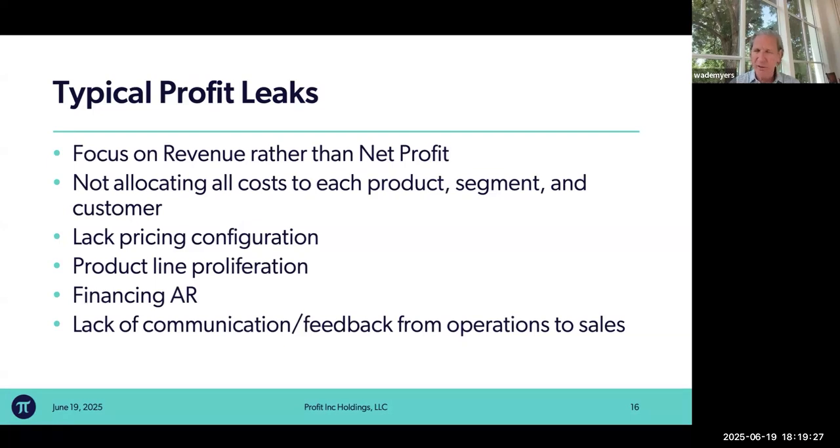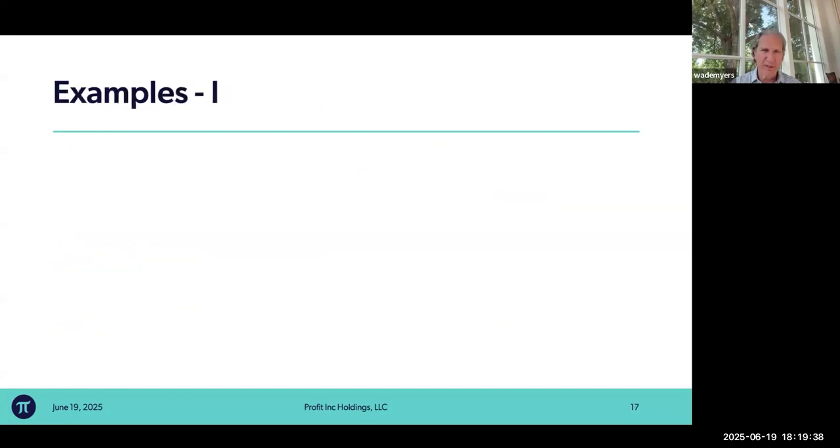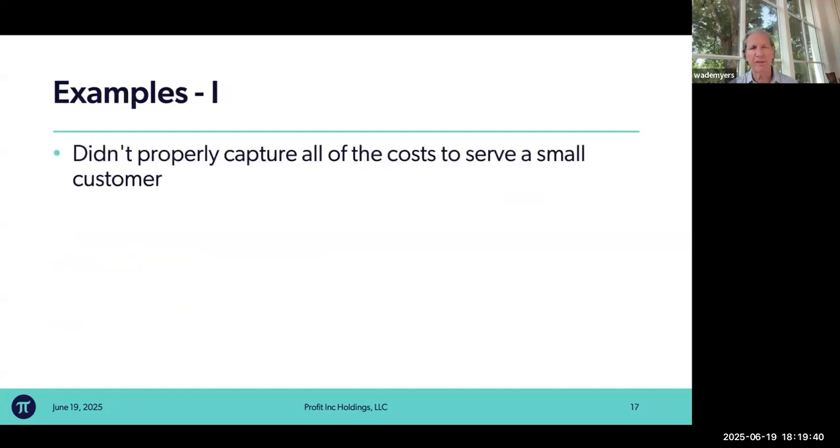In an environment where you're trying to grow revenue and you have a bunch of salespeople in the marketplace selling, they want to do whatever the customer wants. I'll explain a couple of things that happened in this particular company. Here are some examples with this company that had dramatic revenue growth but no profit growth. They didn't capture all the costs to serve small customers. They have almost 2,000 customers, and some of them were very small. There's the whole cost of taking an order, packing it, staging it, shipping it out, and of course it was all LTL shipments, not truckload.